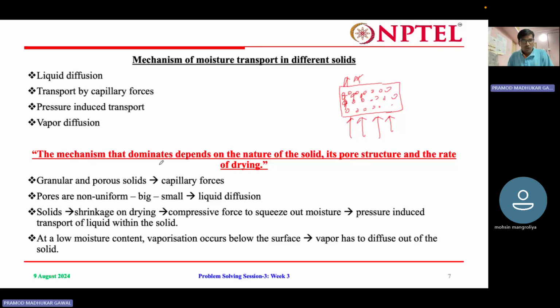The mechanism that dominates depends on the nature of the solid, its pore structure and the rate of drying. In granular and porous solids, capillary phenomena transport the moisture. In porous and non-uniform solids with big and small pores, liquid diffusion occurs. With solid shrinkage on drying, compressive force squeezes out the moisture, giving pressure induced transfer of the liquid within the solid. At low moisture content, vaporization occurs below the surface, and the vapor has to diffuse out of the solid.